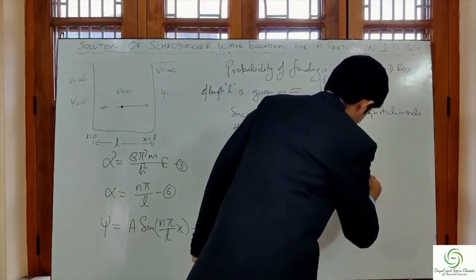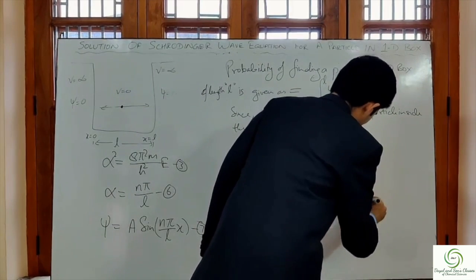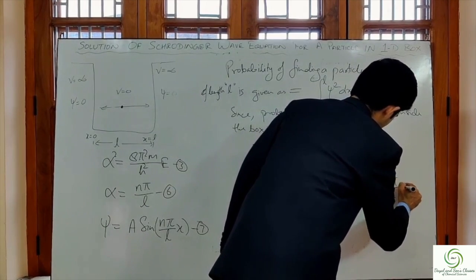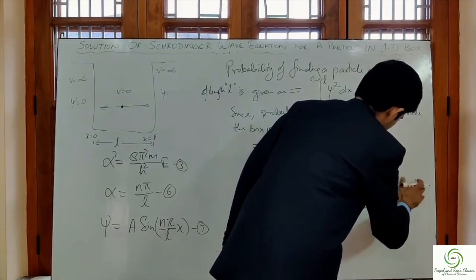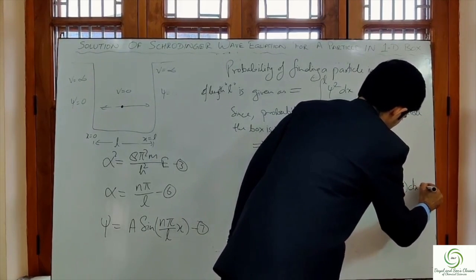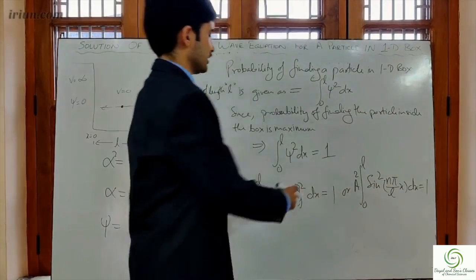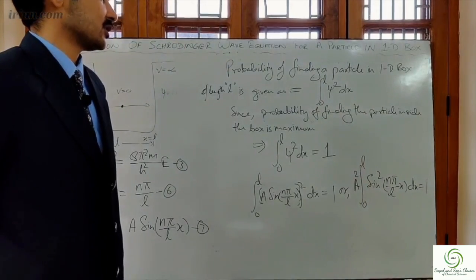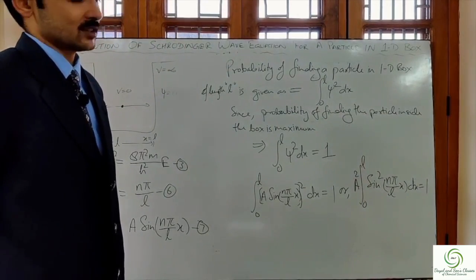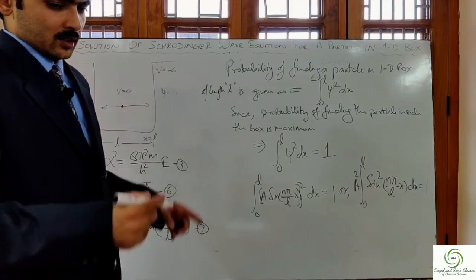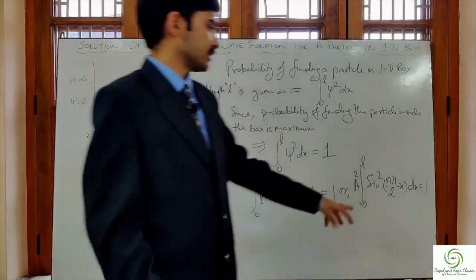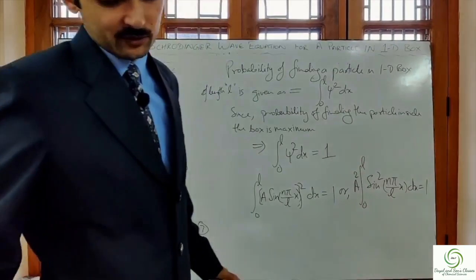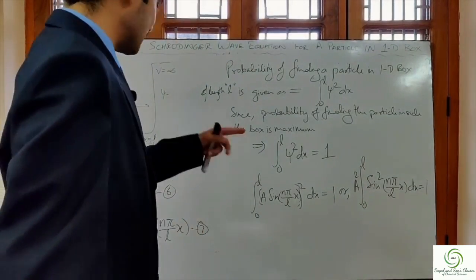Or we can write it as the integral a squared, L to 0, sine squared of n pi by L x dx, equal to 1. Or I can write it as a squared integral from 0 to L of sine squared of n pi by L x dx is equal to 1. Now what do we have to do? We have to find the integral of this, and once we find it, we can get the value of a. Now let us see how to solve this integration.